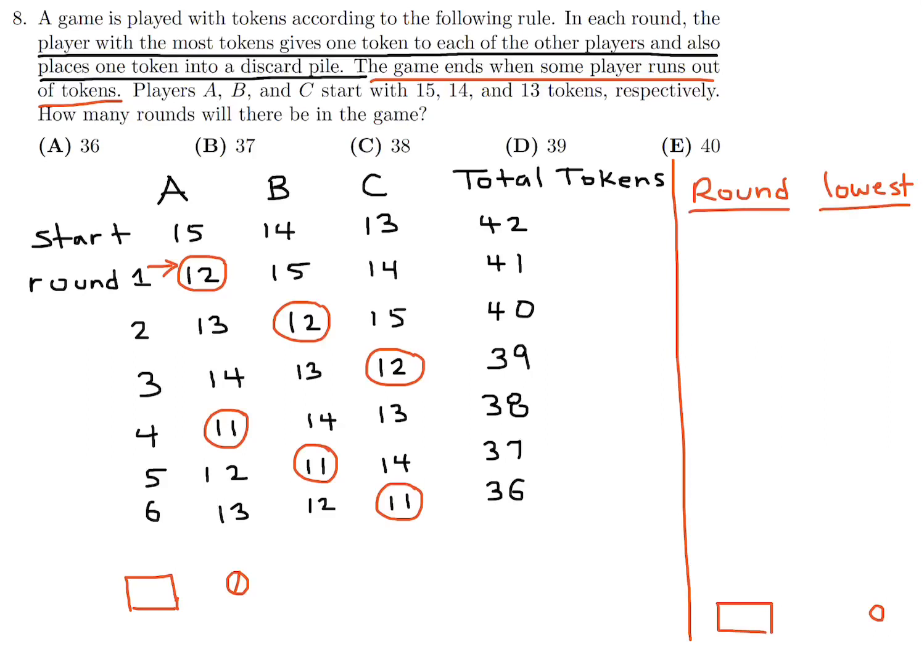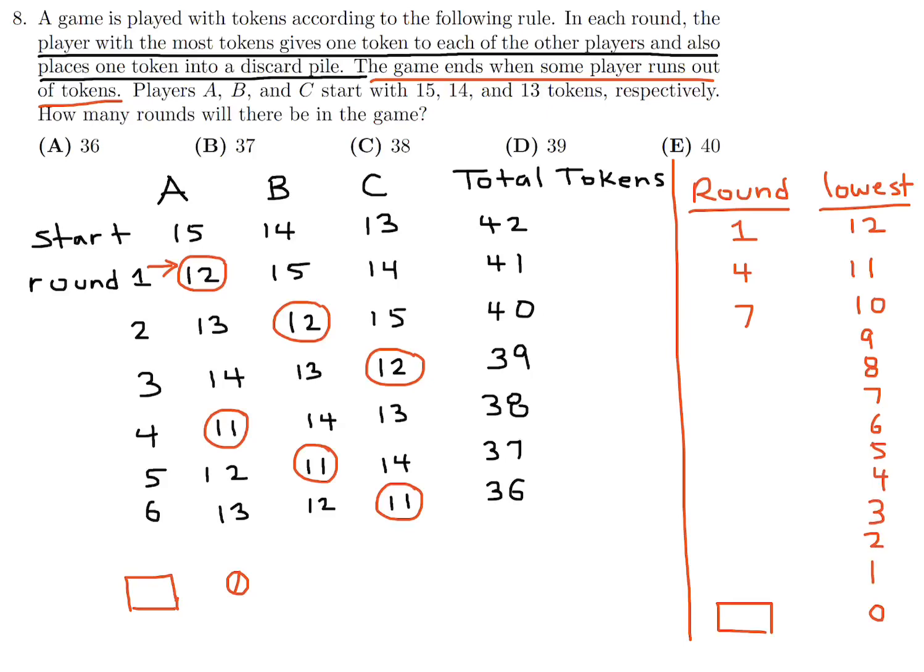So here we go. In round 1, the lowest is 12. Correct? In round 4, the lowest is 11. I jumped rounds 2 and 3 because they also have the same lowest number. And therefore, since every 3 rounds it goes down by 1, on the 7th round, the lowest will be 10. All right, so I hope you're convinced of that. And then similarly, there'll be round 9, a lowest of 9, then 8, 7, 6, 5, 4, 3, 2, 1.